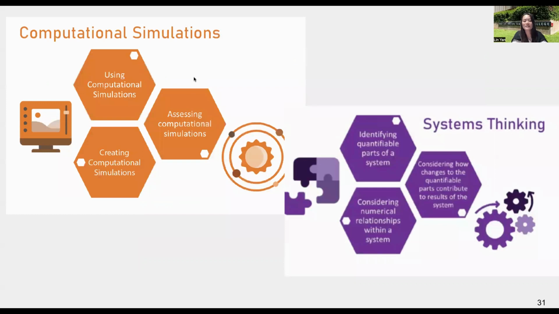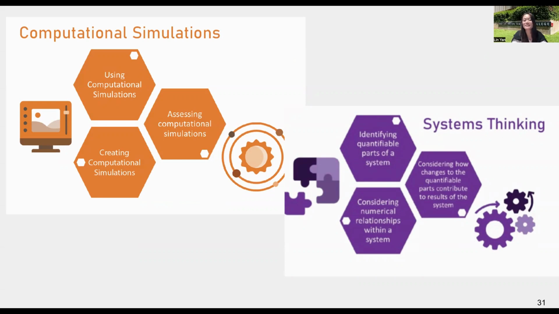The third practice is computational simulations, which involves using interactive applications that represent a scientific phenomenon to understand it or test different scenarios. The practice also involves comparing a simulation to the real-world phenomenon it represents and discussing the limitations of computational simulations and how they can be improved.